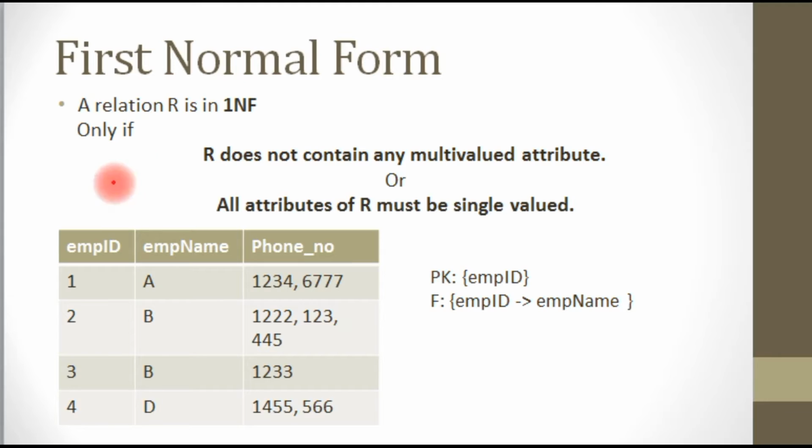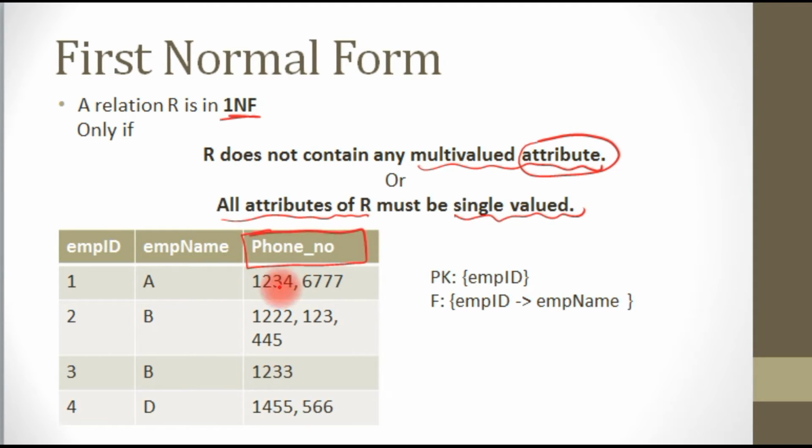First normal form. A relation R is in first NF only if R does not contain any multi-valued attribute, or we can say all the attributes of relation R must be single valued. What they are trying to say is that an attribute must not contain multiple values. See this example. In this example, phone number contains multiple values for the same row. So we can say this attribute is a multi-valued attribute. Such attributes which contain multiple values are called multi-valued attributes.